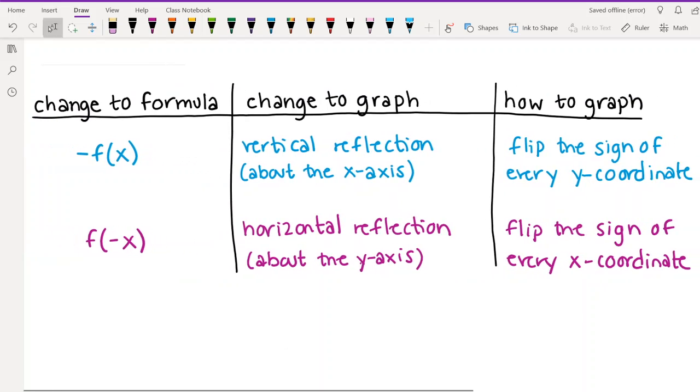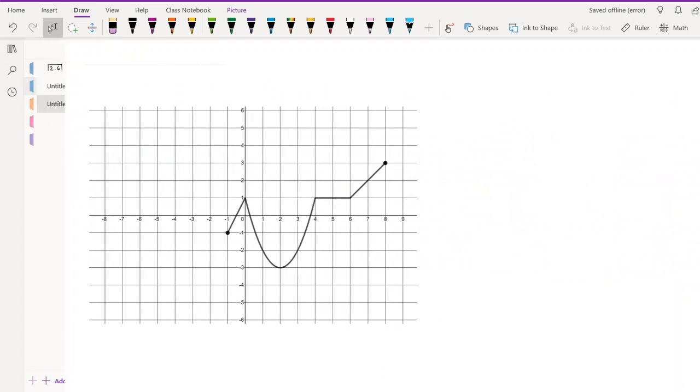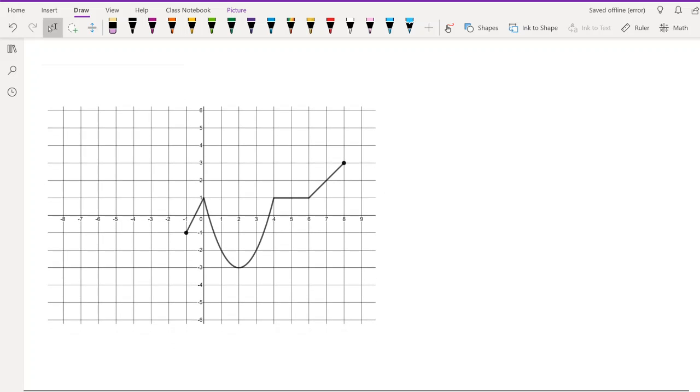Okay, so I want to do a couple more examples. I'm not going to do a ton of examples in this video, but I will give you some more to do on the worksheet that goes with this video. So I wanted to do a couple of examples where we don't have a formula to work with, where we're just given a graph and we just have to sketch the reflection of that graph.